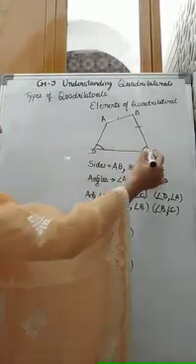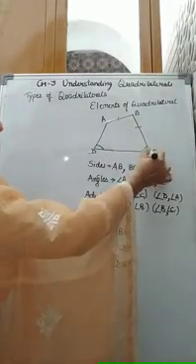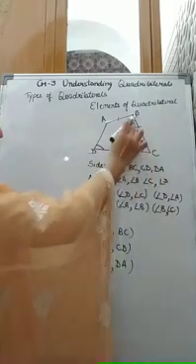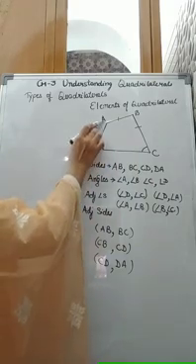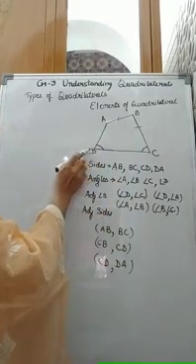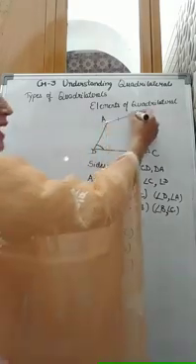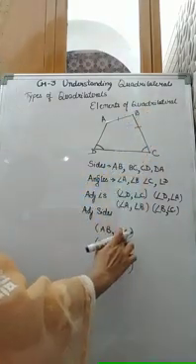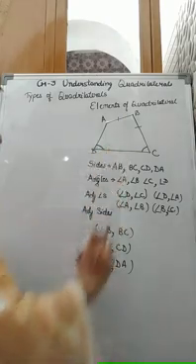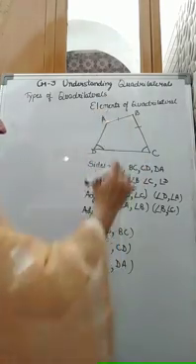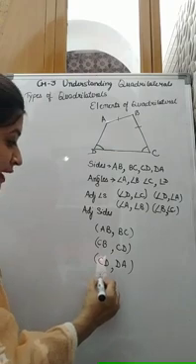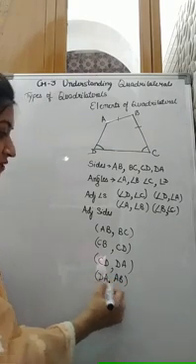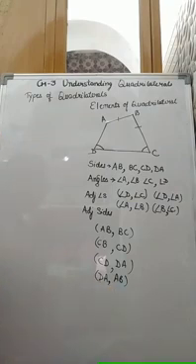Actually, one vertex should be common between the adjacent sides, like CB and CD. In this pair, C is common. If you take AD and DC, in that D is common. If you take AB and BC, in that B is common. So I have written AB, BC, BC, CD, next pair, CD and DA, and the last pair we are left with is DA and AB. And in this last pair we are having A common.